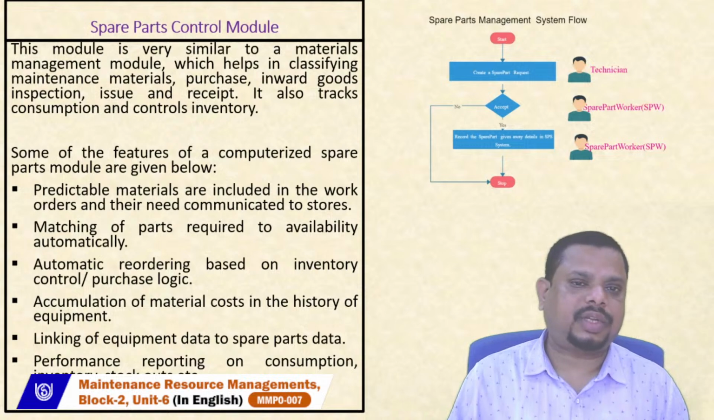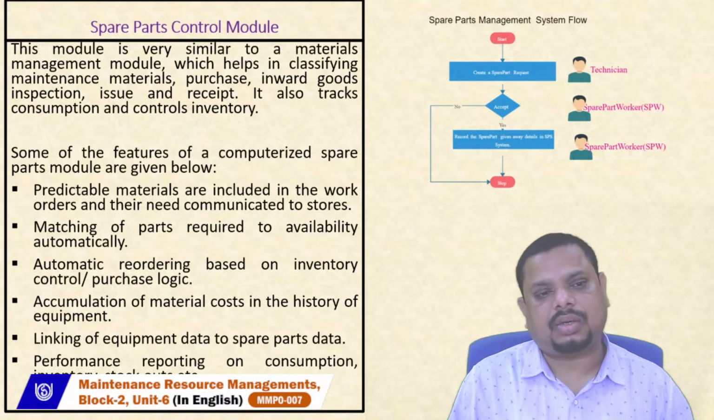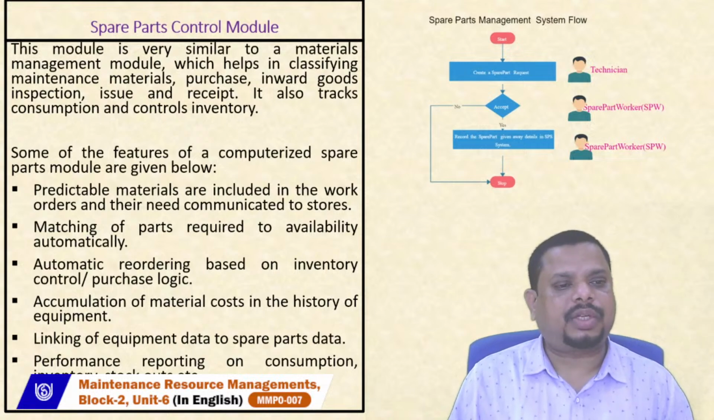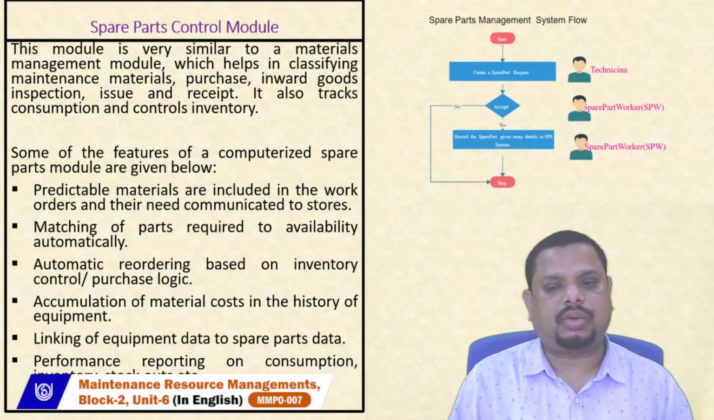This module is very similar to the material management module, which helps in classifying the maintenance material, purchase, inward goods inspection, issue and receipt. It also tracks the consumption and controls inventories. Some of the features of the spare parts control module are given. The first one is that predictable materials are included in the work order and their need is communicated to stores. Whatever predictable material you request, you must communicate to the store.